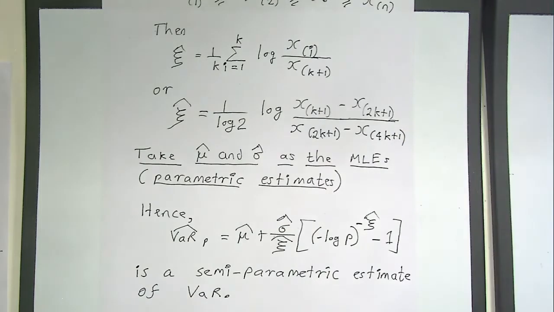Alright guys, so I hope you understand what I have done. This formula here is an example of a semi-parametric estimate of VaR, because I'm combining parametric and non-parametric estimates. In particular, the parameter psi hat is a non-parametric estimator, whereas mu hat and sigma hat are parametric estimators. Hence, this formula here is a semi-parametric estimator, because you're combining the two.